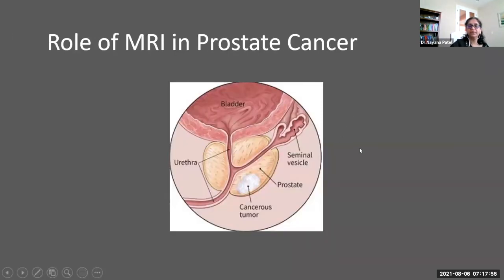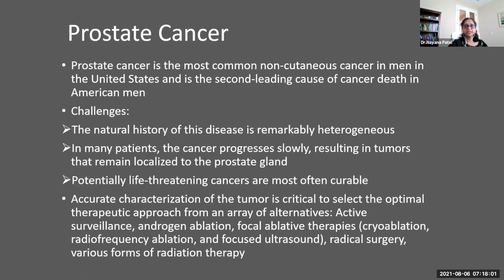Okay, so what is the role of the MRI in prostate cancer? As you know, prostate cancer is the most common non-cutaneous cancer in men in the US. It may have different incidence in other countries, but it is the second leading cause of cancer death in American men. The challenge in the diagnosis and management of prostate cancer is that the natural history of this disease is remarkably heterogeneous. The disease is often multifocal.